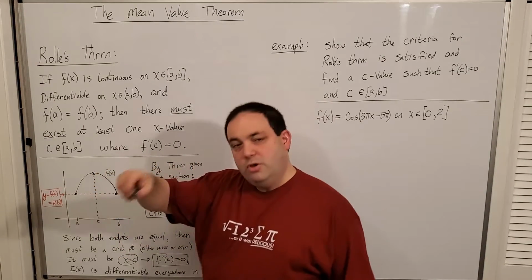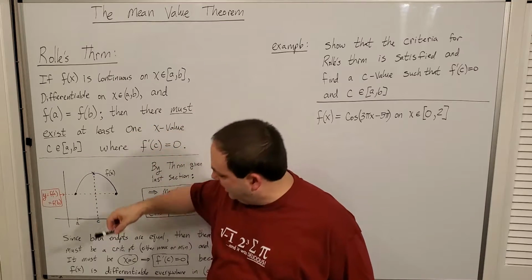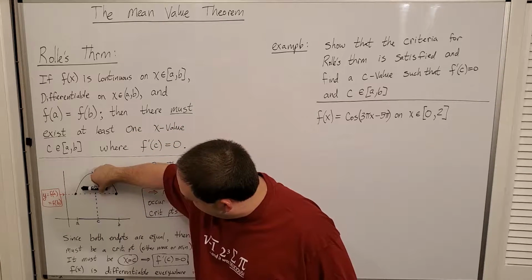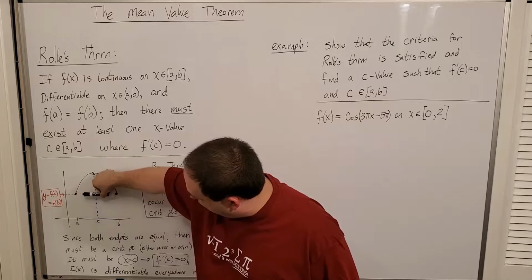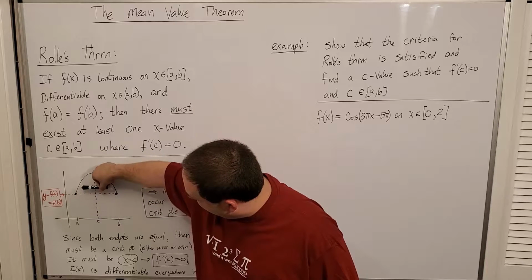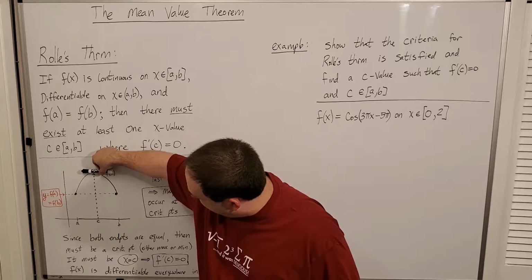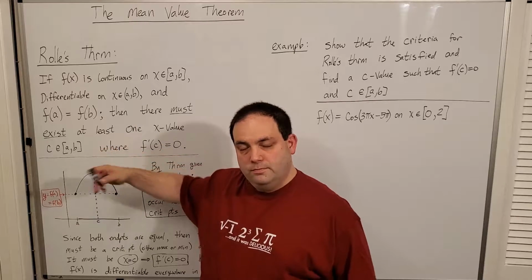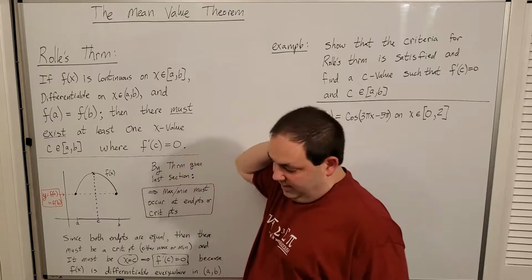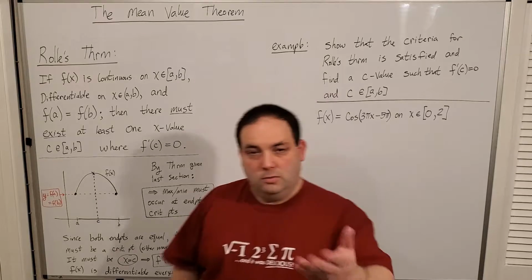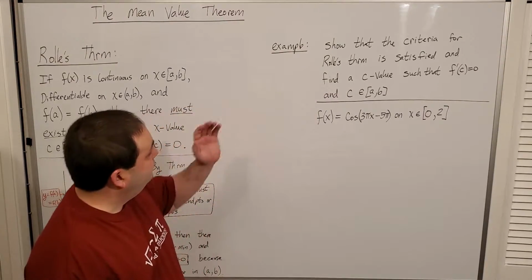So anytime you can find two y values that are the same, like this, then you can slide that horizontal line somewhere, and then eventually it will become tangent to the function. That's basically what Rolle's theorem is getting at here. All right, so let's get an example.